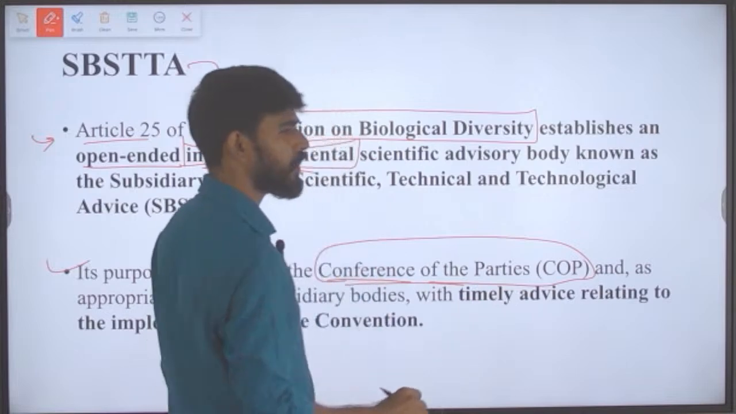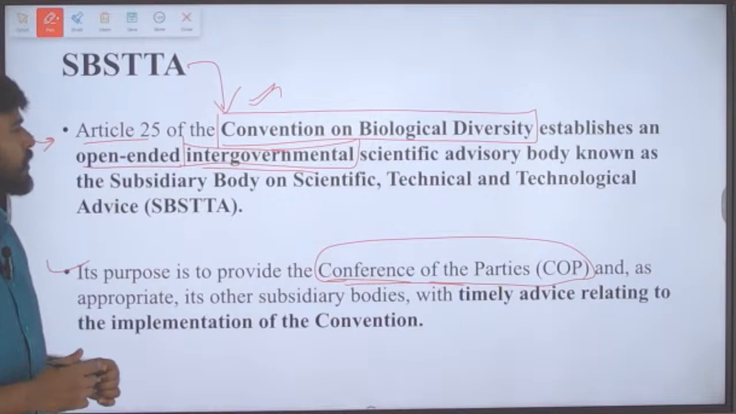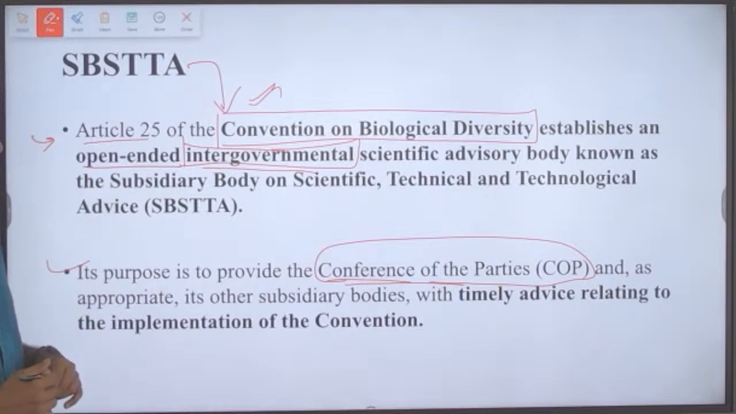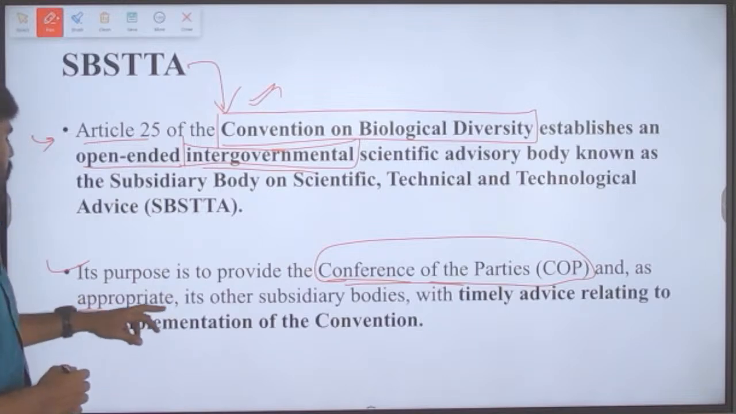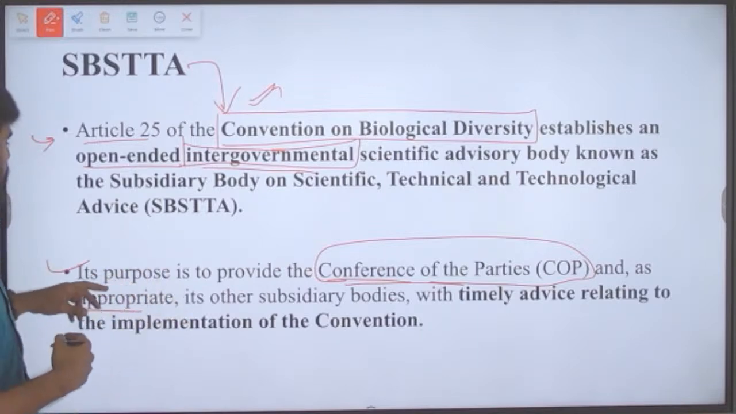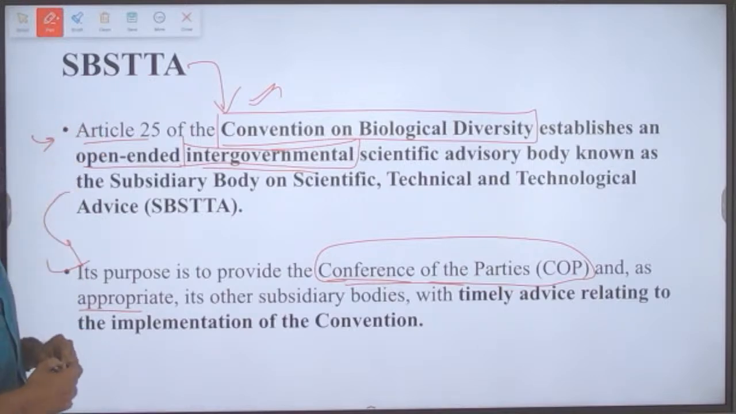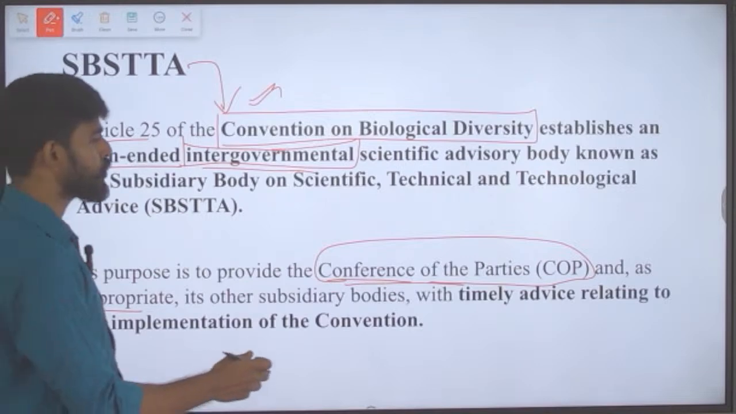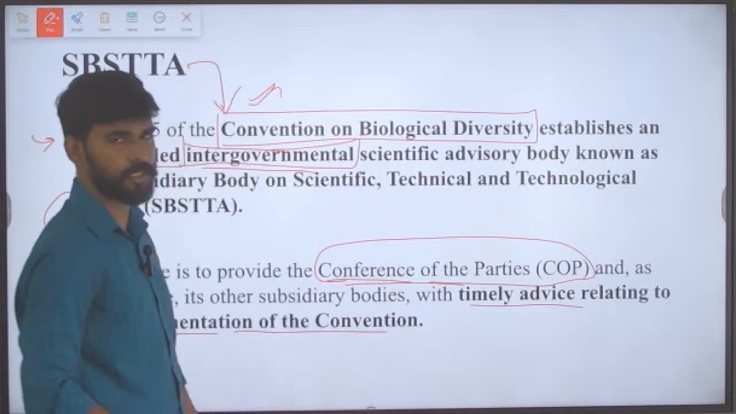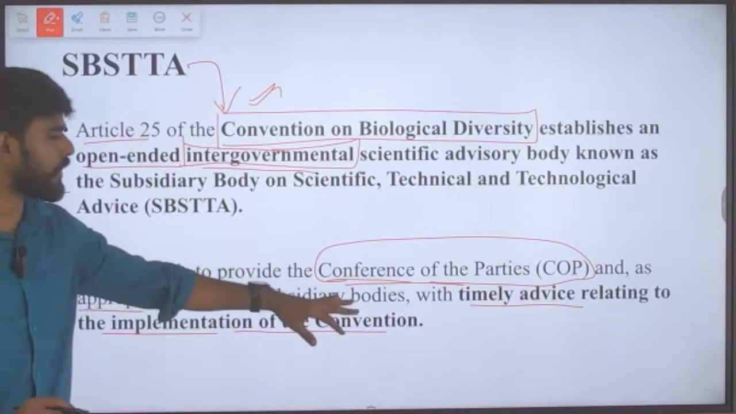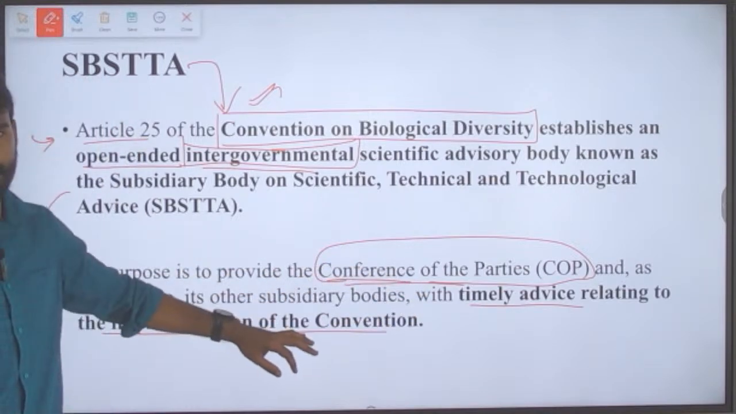The Conference of Parties will be happening once in a year, right? According to this CBD, that is the Convention on Biological Diversity, once in a year this Conference of Parties will be taking place. And here the role of this scientific advisory body is to give timely advice relating to implementation of the convention. That is what we need to know. Okay, so their role is to give timely advice which is related to the implementation of the convention.